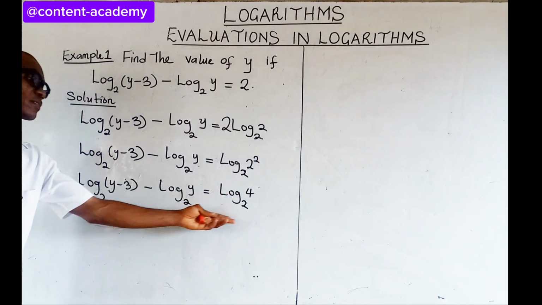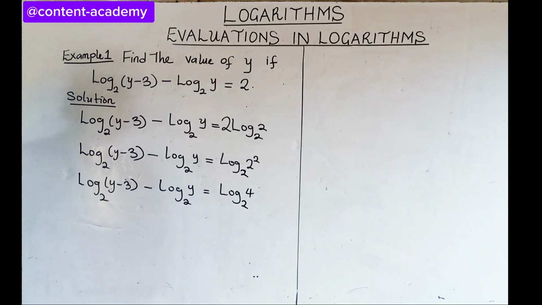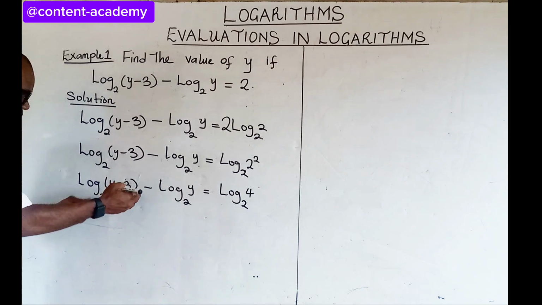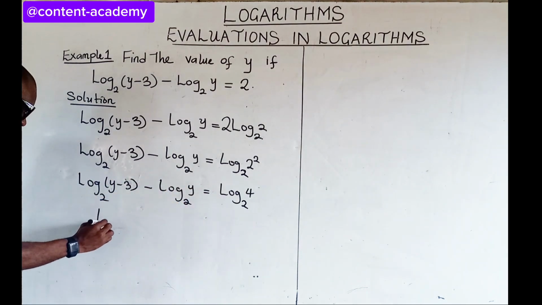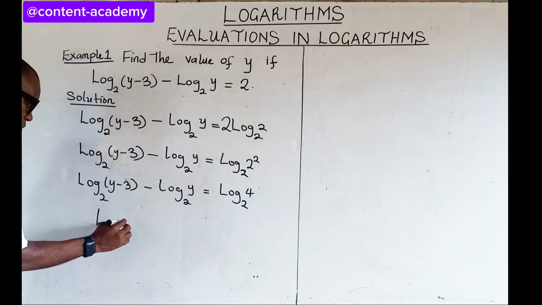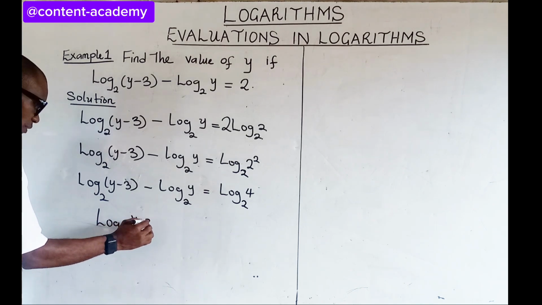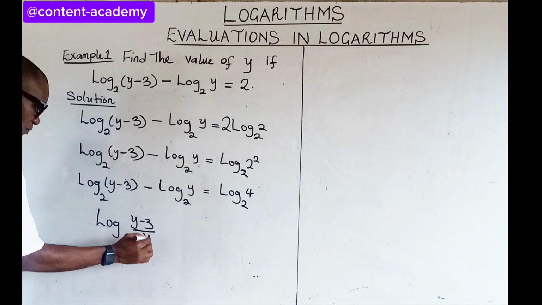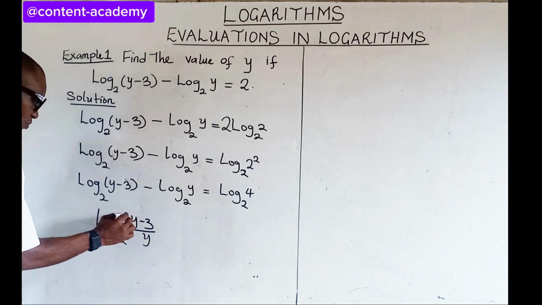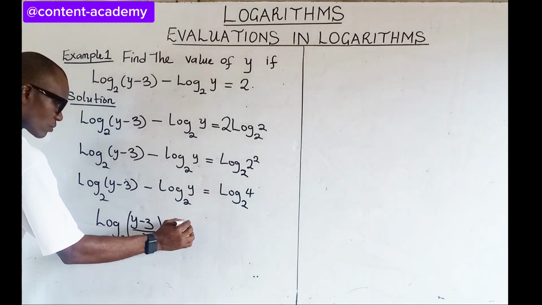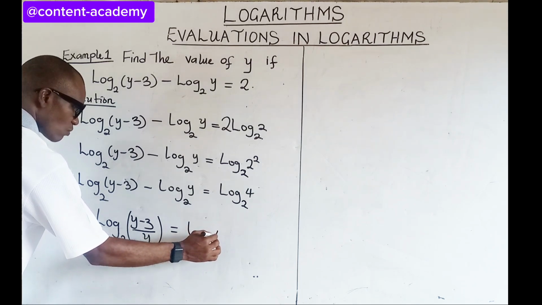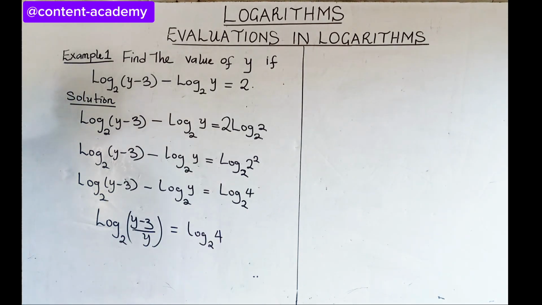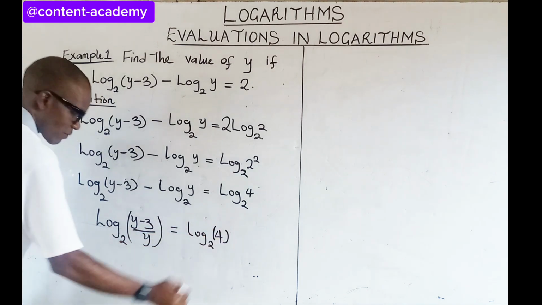So all of them are on the same base. And if a function is subtracting a function, that means one will be dividing the other. So from the laws of logarithm, we have that log y minus 3 all over y base 2 is equal to log base 2 4. We can say this as 4.